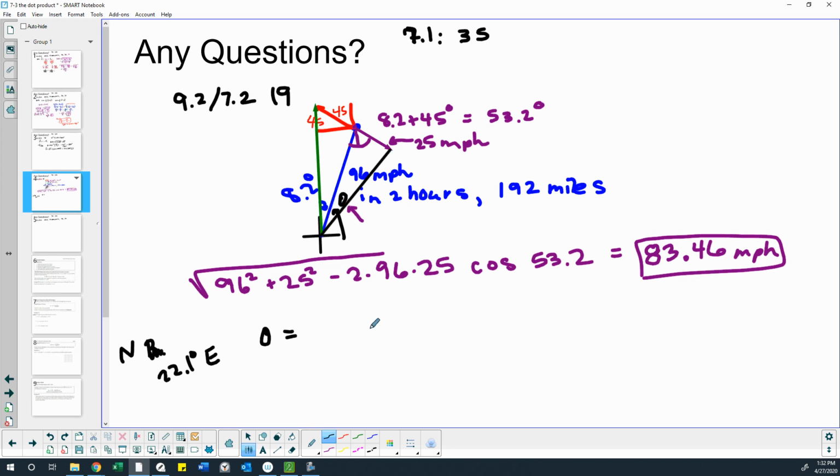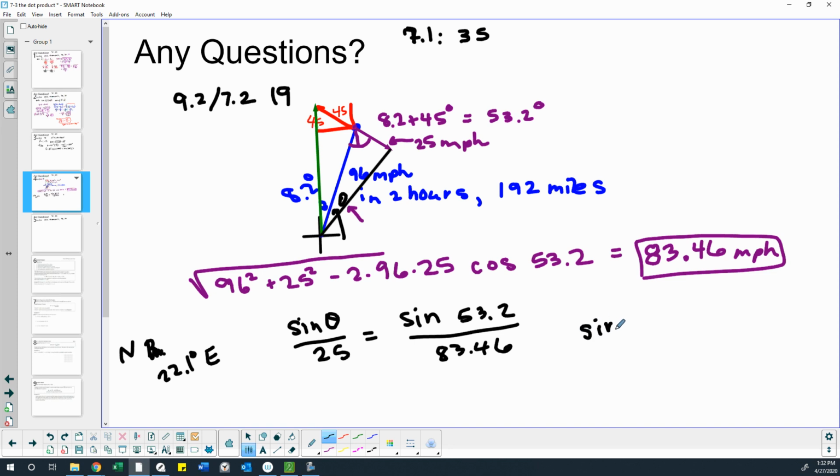To do that, I'm going to use law of sines because I prefer that. So let's do sine of theta over 25 miles per hour is equal to sine of 53.2 over 83.46 miles per hour. So cross multiply, so we do the inverse sine of 25 times the sine of 53.2.